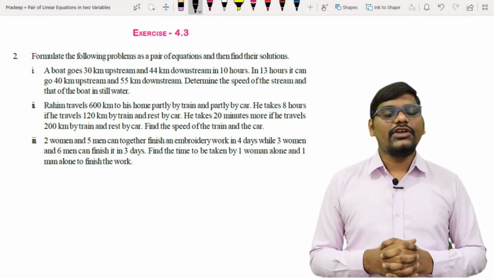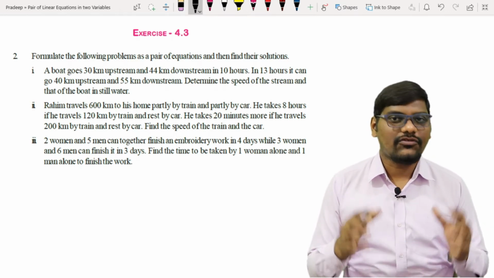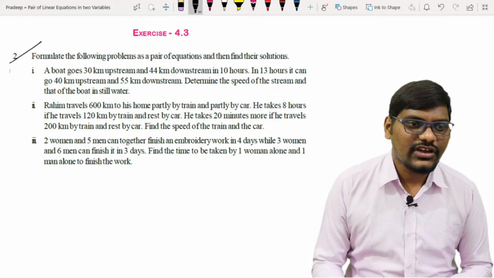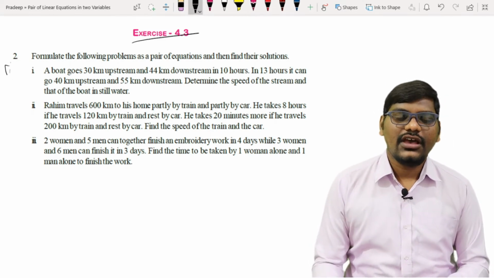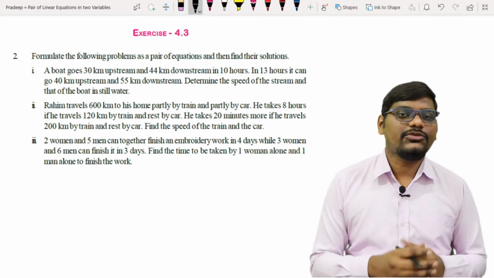I'm Pradeep. Today we are going to see exercise 4.3 of Pair of Linear Equations in Two Variables of class 10. In this we are just seeing the second question. The first question and all the remaining exercises of this particular chapter were already solved. I'll give you those videos in the description, you can go through them.